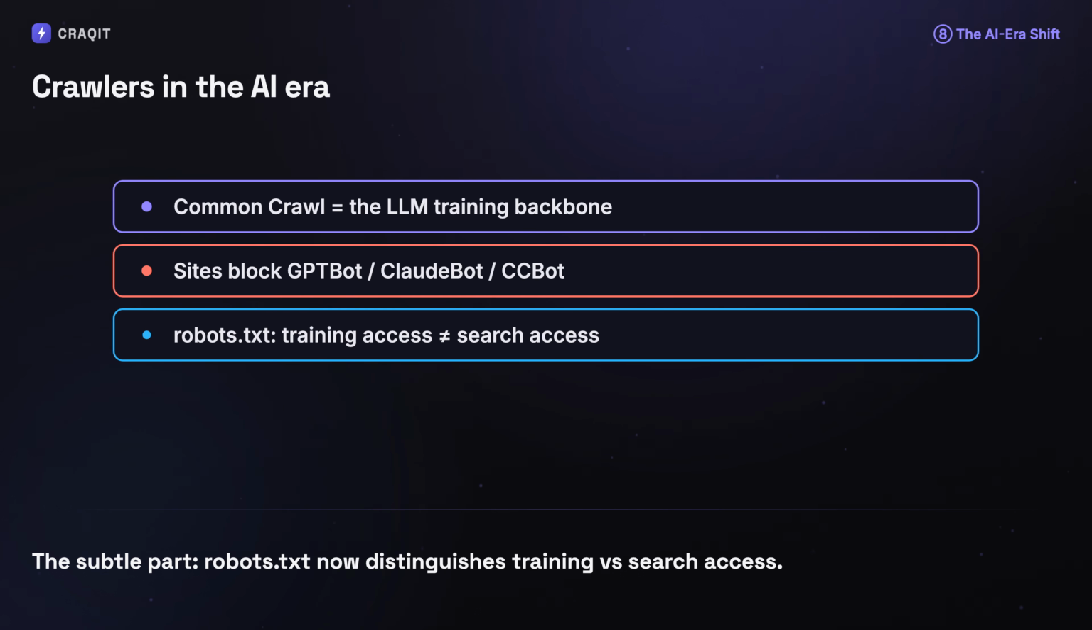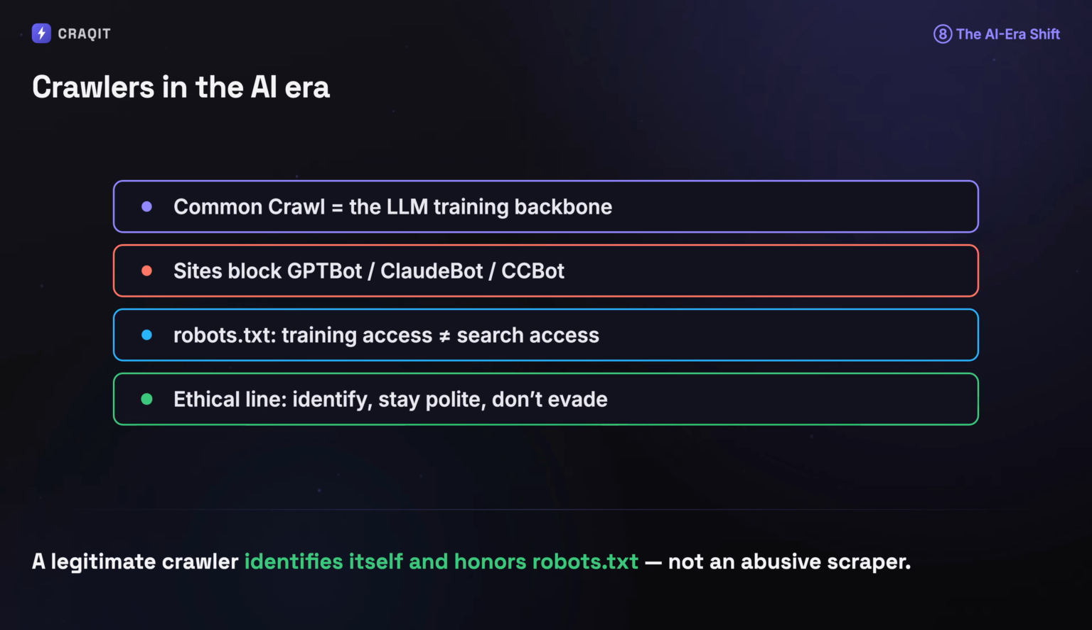The subtle part a staff candidate names: robots.txt now distinguishes training access from search access. A site may allow the search bot that sends it traffic while blocking the training bot that doesn't. So a modern ethical crawler must identify itself honestly with a proper user agent string and honor these finer-grained, purpose-specific directives. And that shades into the anti-bot arms race.